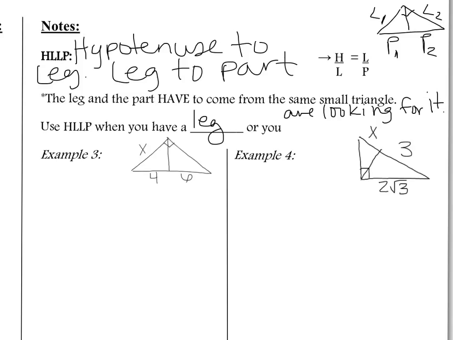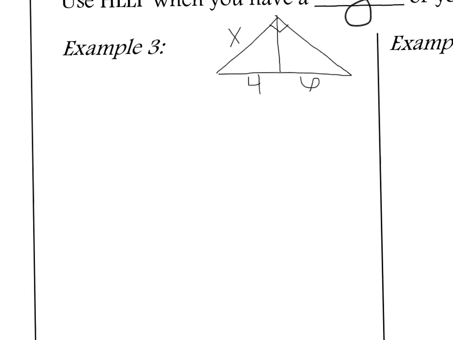So that's what this little note says. The leg and the part have to come from the same side of the triangle. So if I'm trying to find this leg, then I use this part. Or vice versa. If the problem gave me this part, then I will be solving for this leg. So you have to stay on the same side of the triangle. No mixy-matchy. You use HLLP when you have a leg or you're looking for it. So just like PAAP was centered around altitude, so we were looking for the altitude or we had the altitude, same thing here. This is centered around leg, so we know we need to use HLLP when we have a leg or we're looking for it. All right, let's dive in.